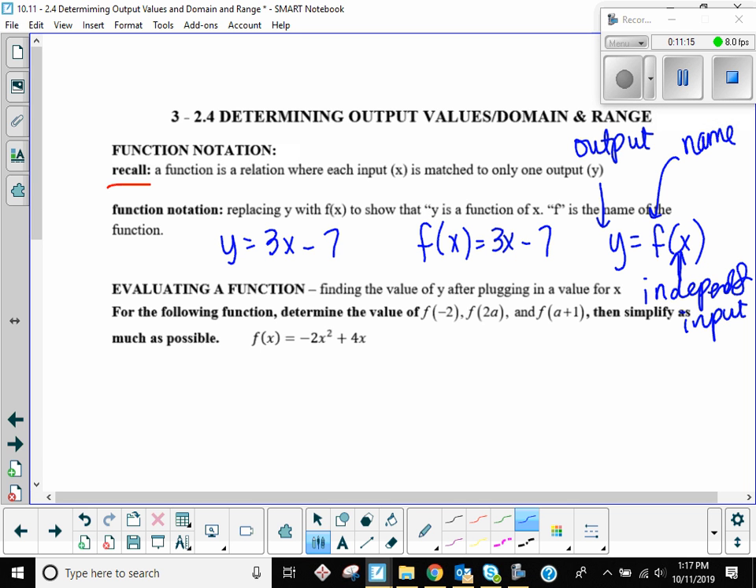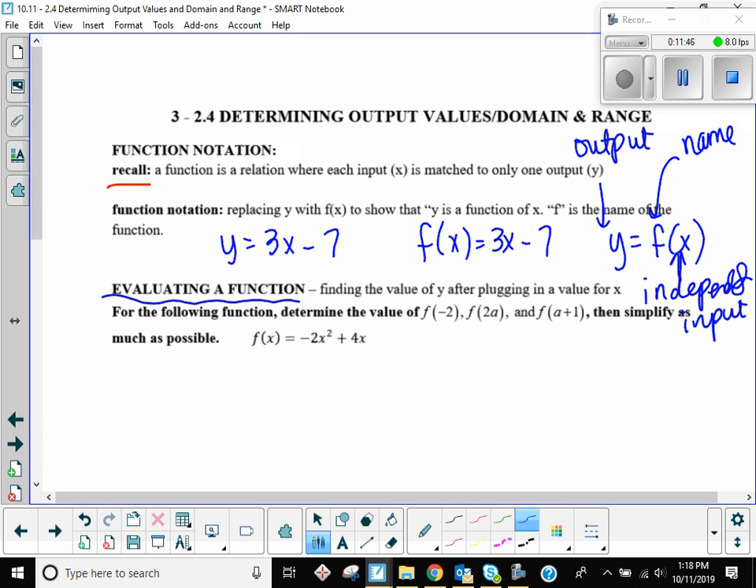And we have this function right here. This is a general form for function notation. F of x: the name of the function is f, the independent information is x. In order to evaluate that function, the word evaluate means to find the value. It means if you're going to find the value of whatever y is after you plug in something for x, well, where are you going to get that x information from? It's whatever gets put in the parentheses right here.